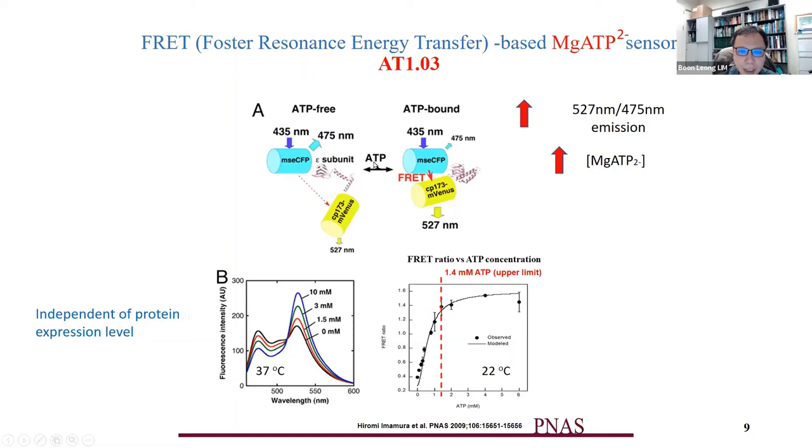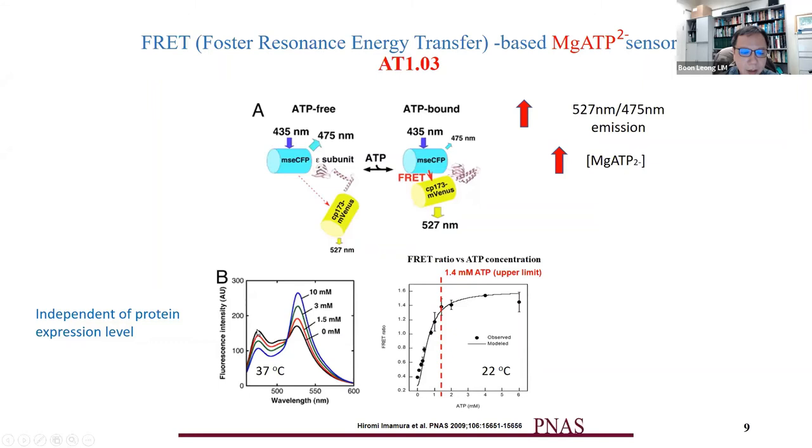When the ATP concentration increases, the distance between these two fluorochromes becomes closer, and energy transfer happens. If energy transfer happens, the emission at 527 nanometers will increase, whereas the emission at 475 will decrease. So you can see that when there is more ATP, 527 increases but 475 decreases.